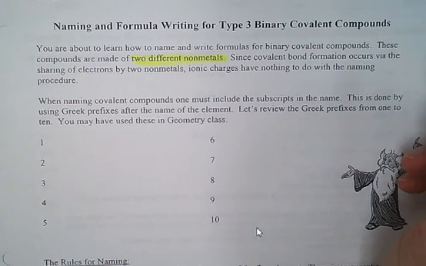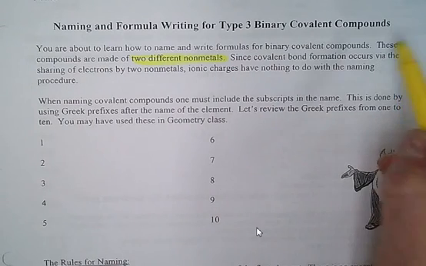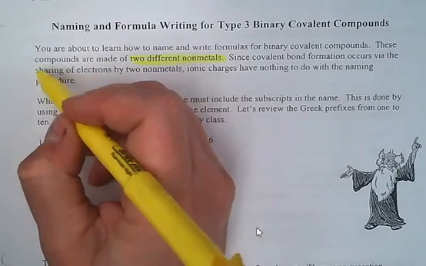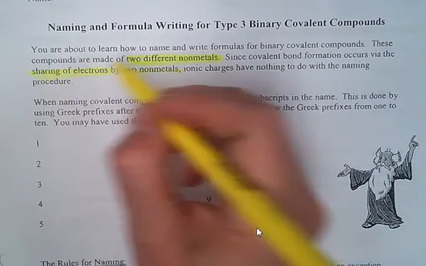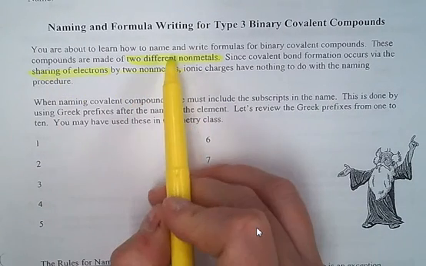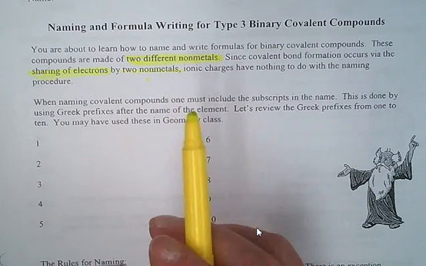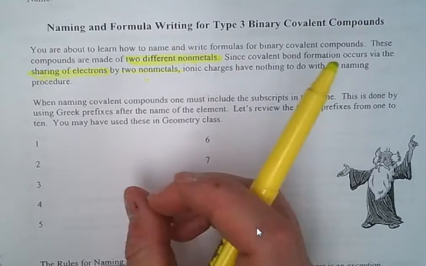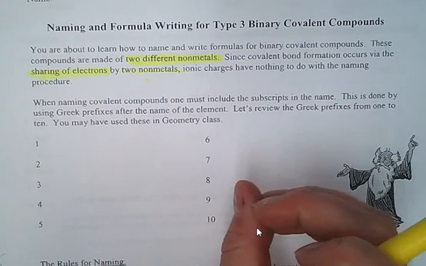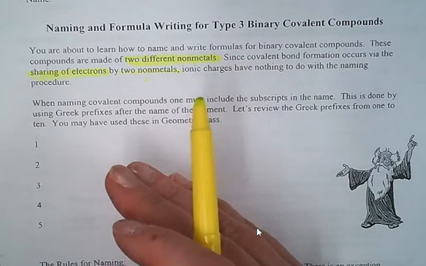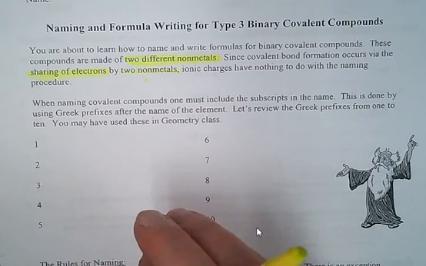So what you're going to be doing is, since covalent bond formation occurs by the sharing of electrons, that's important because this happens between two nonmetals. So those two things are really important right there. It says that twice, nonmetal to nonmetal, two nonmetals. So when you're looking at either the naming or a formula, you're going to look at the types of elements that are being bonded. If you have two nonmetals, it's going to be a covalent bond. If you have a metal and a nonmetal, it will be an ionic bond.